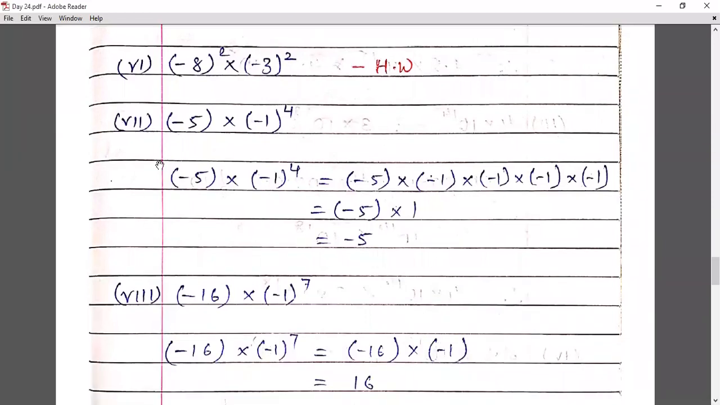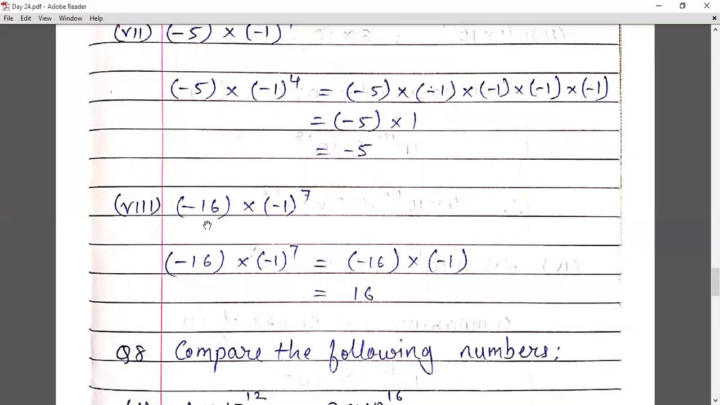Part 7 is minus 5 into minus 1 raised to 4. Minus 1 is expanded and written 4 times in multiplication. Since minus 1 has an even power, I can write it directly with a positive sign. When 1 is multiplied with 1 any number of times, it will give you 1. So I have minus 5 into 1. Minus 5 into 1 will give you minus 5.